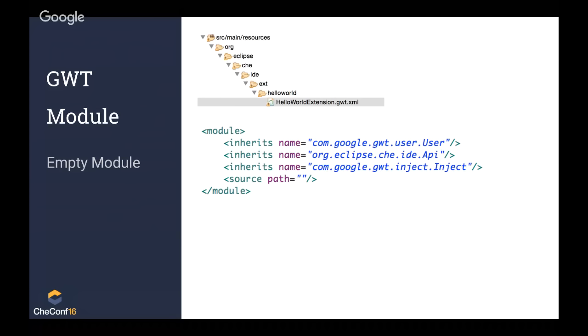Then I will create my GIN module. So it is an empty module which inherits from the Che IDE APIs. So this way I can get the notification manager. But it is empty because there is no custom UI with this extension. So we are just reusing the API to display a small message, and the API is the notification manager.